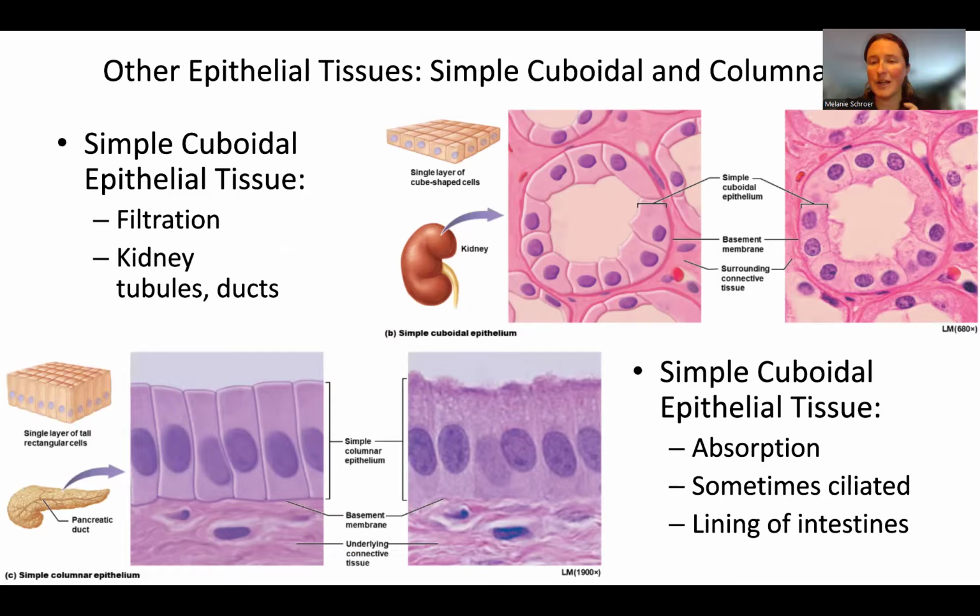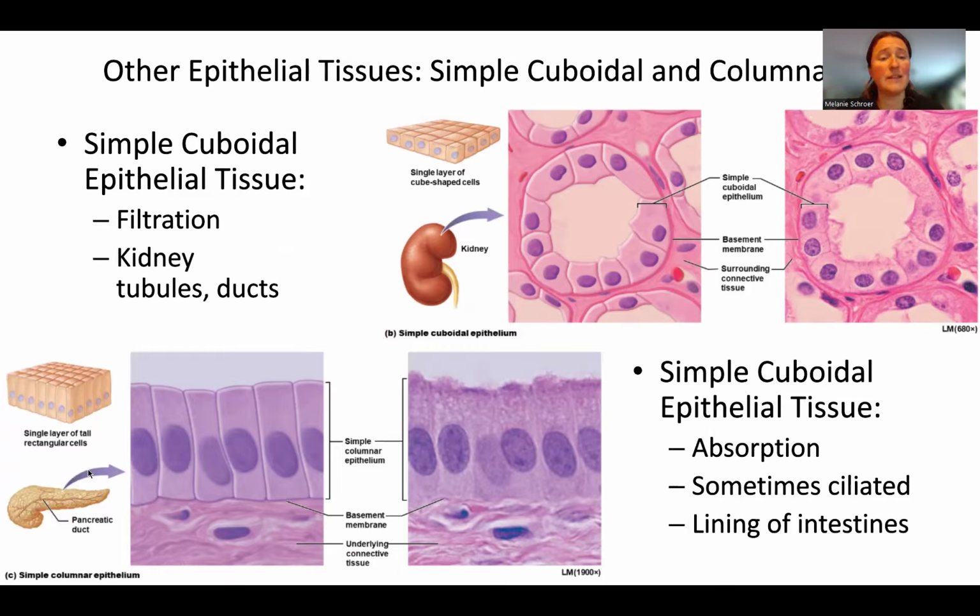Oops, sorry, this should say simple columnar epithelial tissue. My apologies for that. So simple columnar epithelial tissue over here. These cells are taller than they are wide, and so this gives them lots and lots of space for making stuff, essentially.